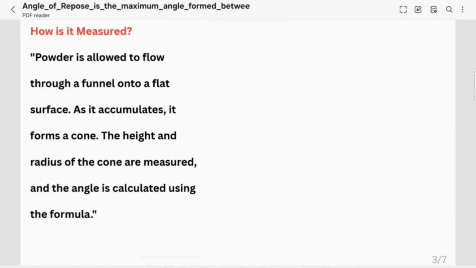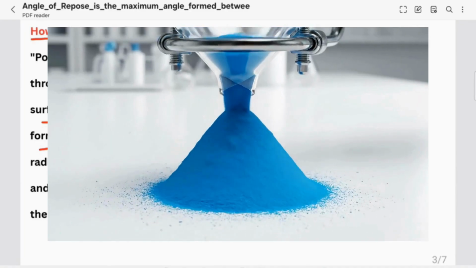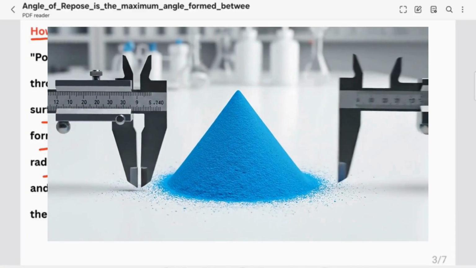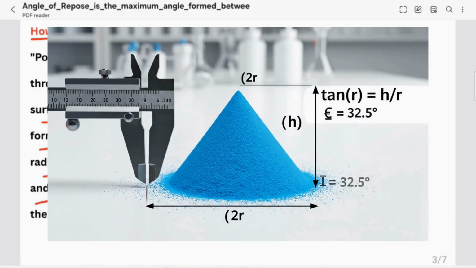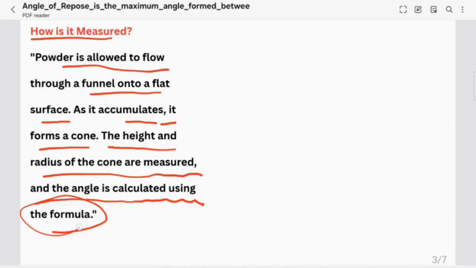Now how is it going to be measured? It is very simple to measure. The powder is allowed to flow through a funnel onto a flat surface. As it accumulates, it forms a cone. The height and radius of the cone are measured and the angle is calculated by using the formula.